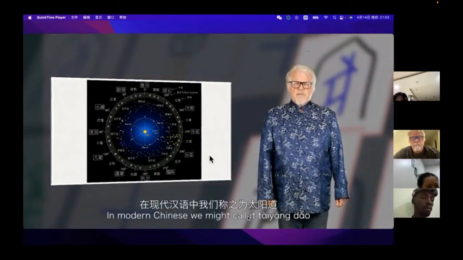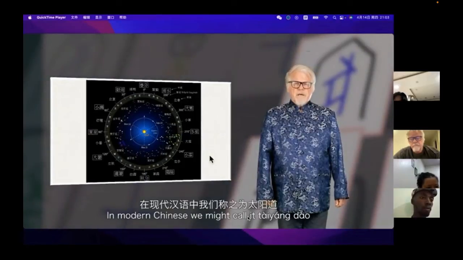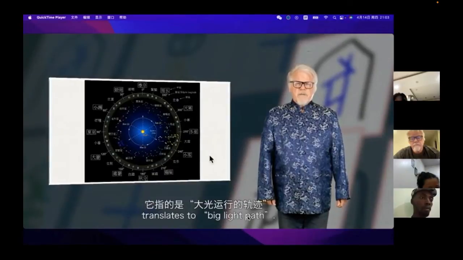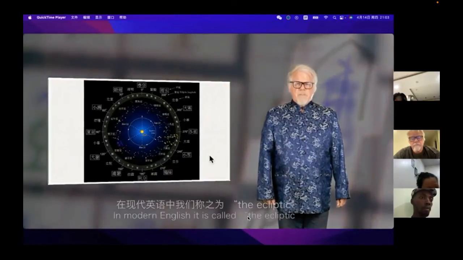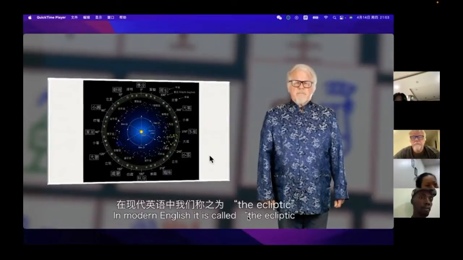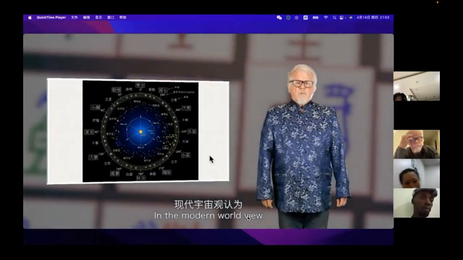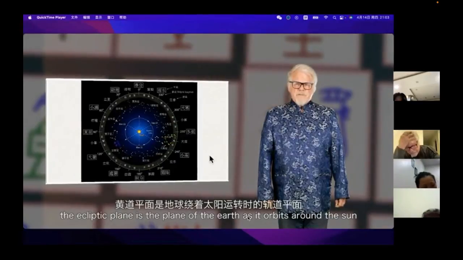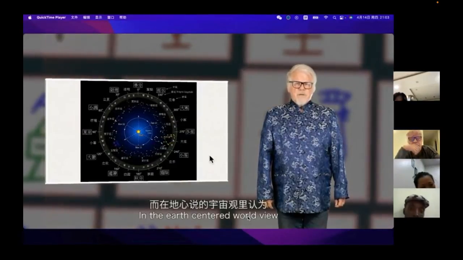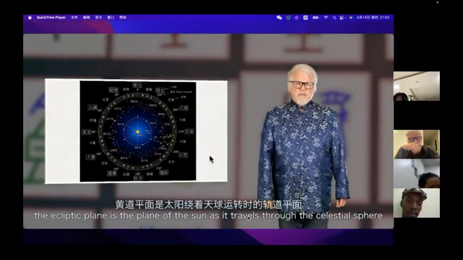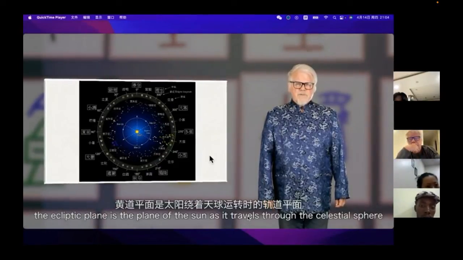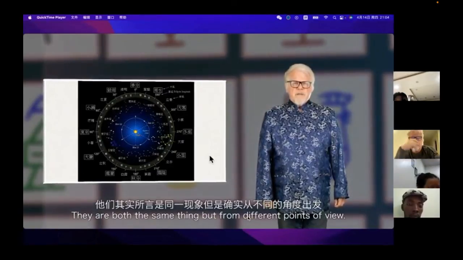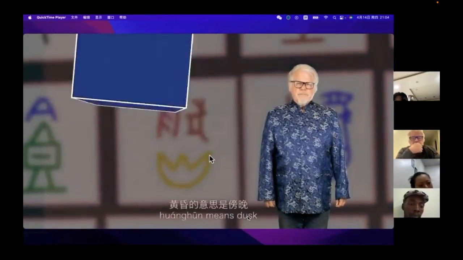In modern Chinese, we might call it Taijing of Tom, which, if we translate character by character, means the big light path. In modern English, it is called the ecliptic. In the modern worldview, the ecliptic plane is the plane of the Earth as it orbits around the sun. In the Earth-centered worldview, the ecliptic plane is the plane of the sun as it travels through the celestial sphere. They are both the same thing, but from different points of view.